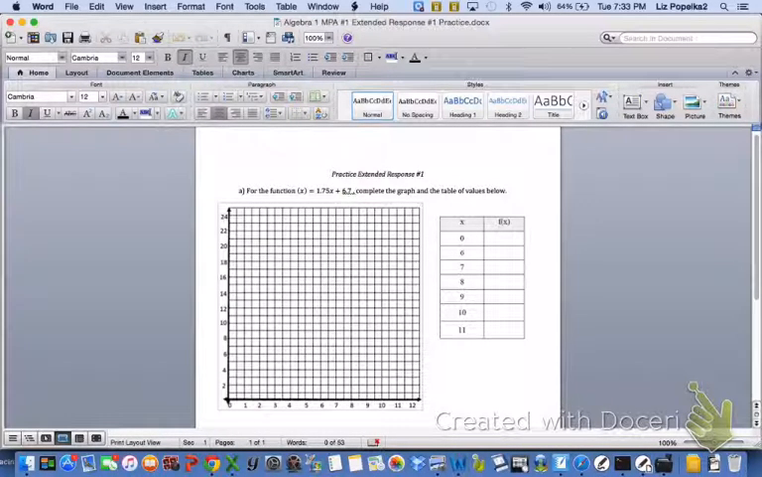So I would actually skip the graph for a second because it says complete the graph and the table for this function. I would go straight to the table of values first and then use that table of values to graph the function. Because all you need to do is put in y equals 1.75x plus 6.7, and then as we all know from class, you can just hit second table. Please remember to come see me if you don't know how to do that tomorrow.